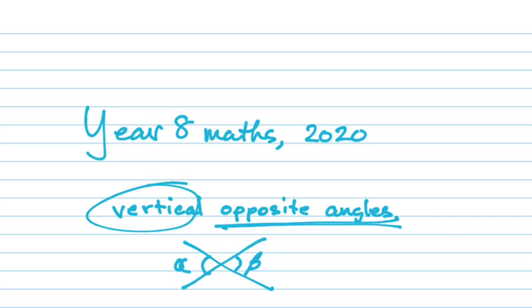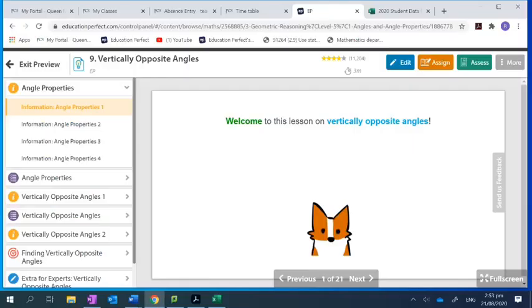I was just wondering, what does vertical mean? Vertical means straight up and down, but these are actually horizontally opposite, aren't they? Exactly. So the other two would have to be equal as well. Okay, so let's look at the lesson, so we can see what we're working on today.